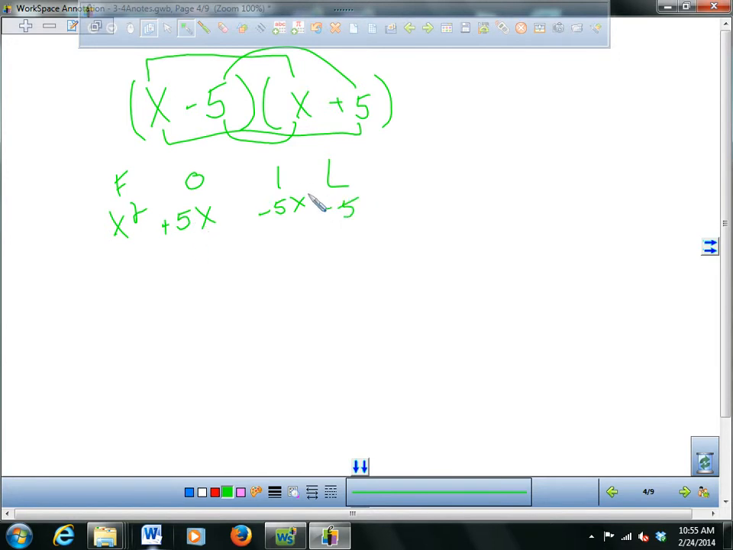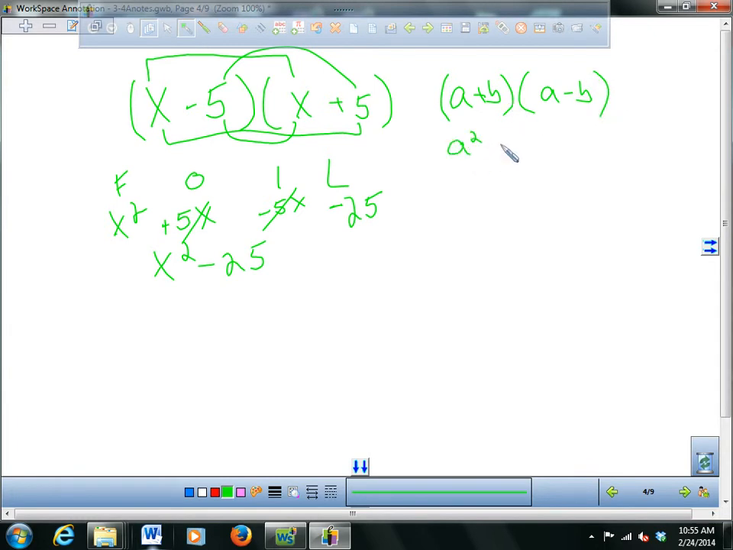What happens to the plus 5x and the minus 5x? Nothing. They go away. So I get x squared minus 25. That's another kind of shortcut which comes up a lot. If I have a plus b times a minus b, that's just equal to a squared minus b squared. This is something that would be useful to know.